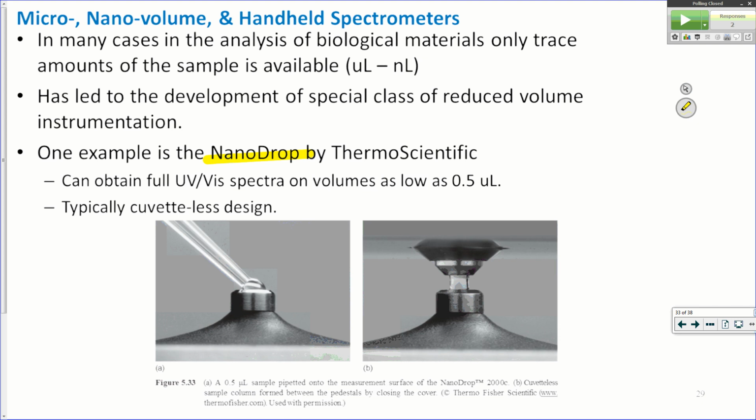But it's basically a miniature diode array spectrometer, and it creates the sample cell: you put a small amount of liquid on here, and you drop the top down. It creates surface tension between the two, and that becomes your optical cell. So you can get full spectra, and you can't get away with nanoliter volumes, but they're getting pretty low. So a few hundred nanoliters today work, but they're a cuvette-less design. And this is when you've got limited sample. This is the way to go.